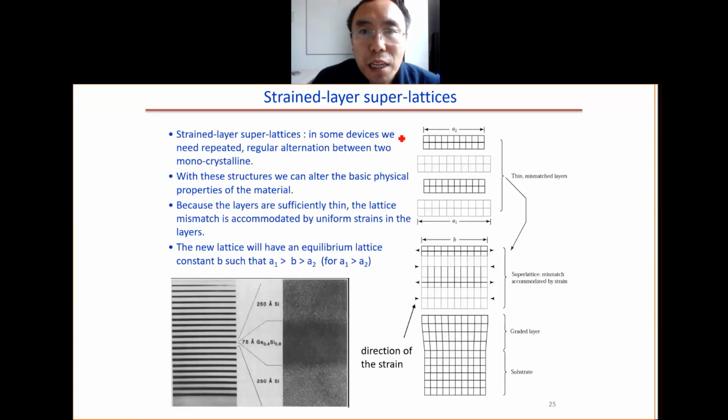Now this one is the superlattice. What is a superlattice? The superlattice is the repeated regular alternation between two monocrystalline films. For example, here we have the silicon germanium alloy and silicon. So we have silicon germanium.